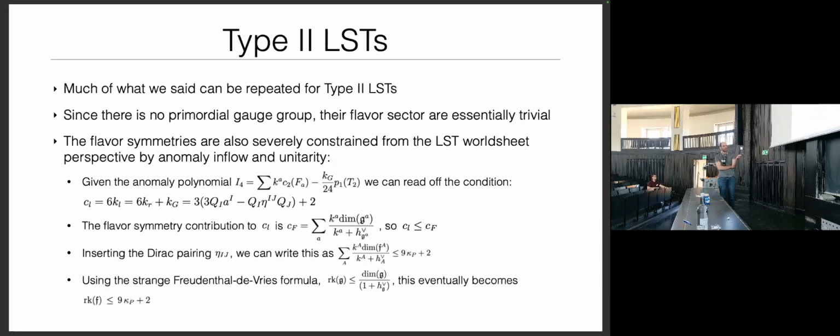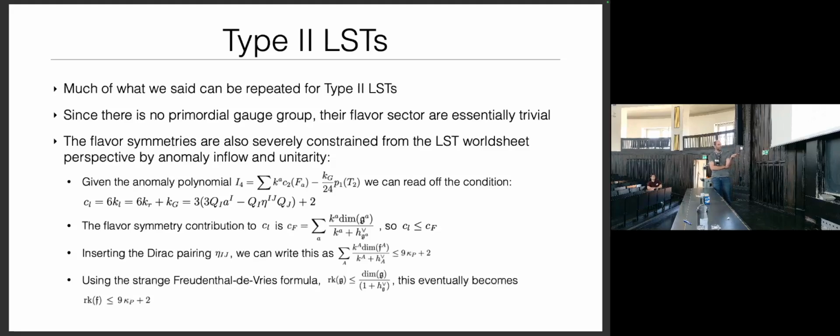Now you can use something that's called a strange formula by Freudenthal and de Vries, and what this tells you is essentially that the dimension over 1 plus the dual Coxeter number is bounding the rank from above. Essentially, you can just check this by inspection for ADE. So if I put this in here, I find that the rank of the flavor algebra has to be less than or equal to 9 kappa p plus 2.